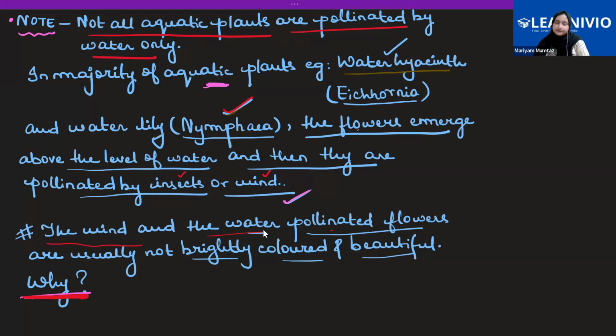where insects are attracted to colored flowers. Since wind and water do not need insects, right? So they don't even have to attract insects, so they don't do the extra work. They're like, okay, we'll just look like this. We'll not dress up for the insect. And because wind and water do not see the dressing, that's fine.